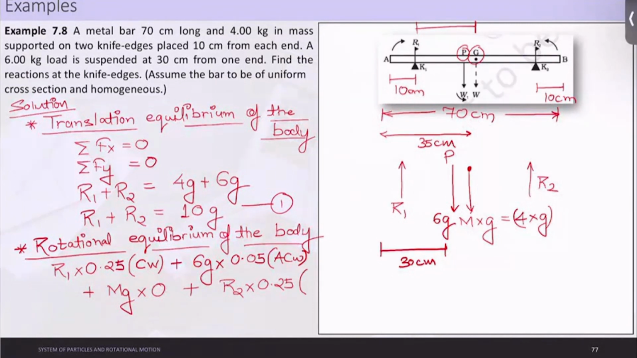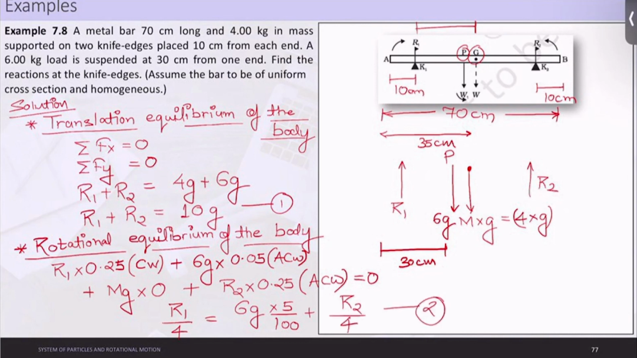What will be the direction here? Direction will be anti-clockwise. Okay? Which is equal to 0. Right? So we can just put anti-clockwise in one sense and clockwise in one sense. Therefore we'll get R1 by 4 is basically equal to 6G into 5 by 100 plus R2 by 4. Okay. So basically these are the two equations which we got.